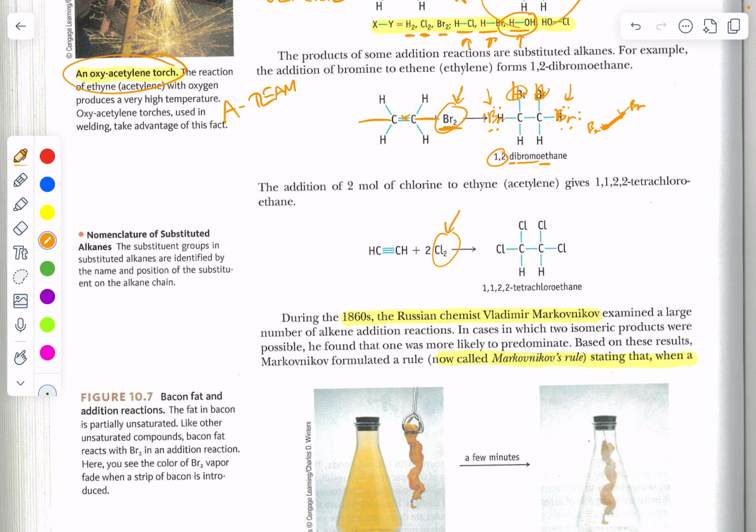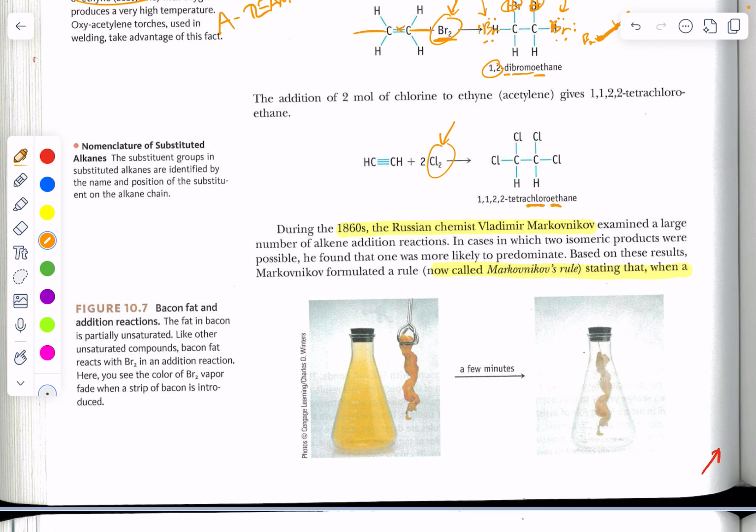Eth, we have the chloro as my attachment. Tetra means we have 4 attachments. Notice if I have 4 carbons, I use the prefix "but." But if I have 4 attachments, I use the prefix "tetra." And the address is 1,1 and 2,2.